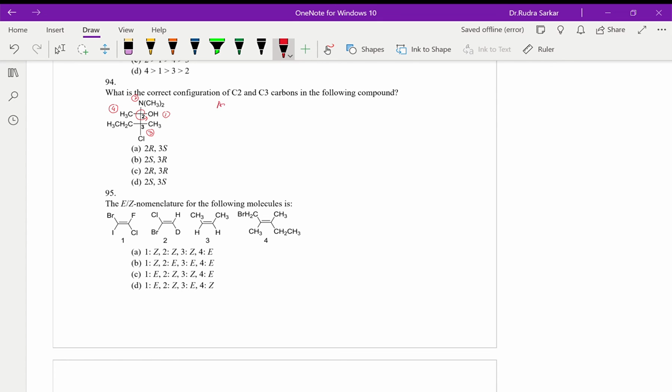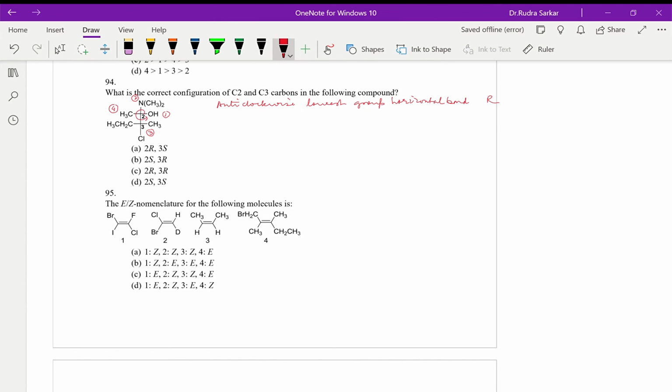So it is anti-clockwise direction, and the lowest priority group is in the horizontal bond, which means R.